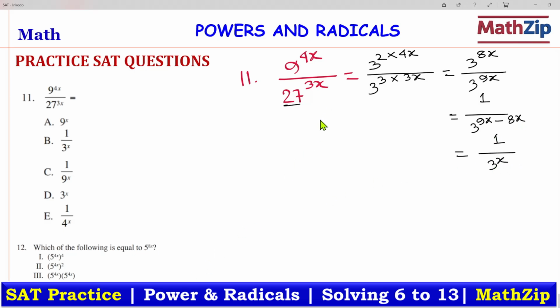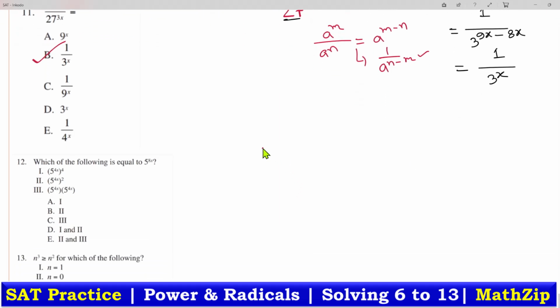So it's a simple thing. We know a to the power m divide a to the power n, we can write a to the power m minus n, or we can write 1 by a to the power n minus m. Anything you can use, so we are using this one. So our answer is 1 divide 3 to the power x, which is number B. Number 12.